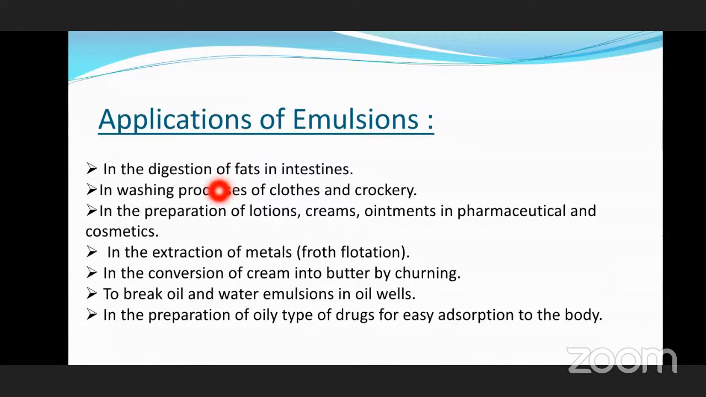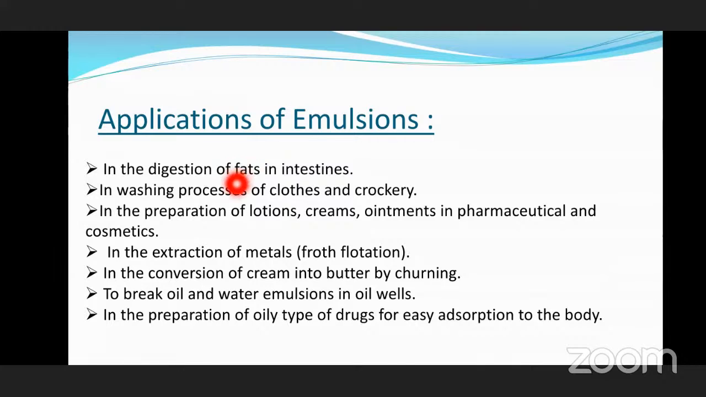Then the second point is the washing process of cloth and crockery. That means, just as we discussed in the previous class, cleaning of cloth to form the micelles. Here also the emulsion process is used. By using the emulsion process, we purify the cloth. Okay, we recover the cloth and crockery by use of the emulsions. This is the second point of the emulsion.